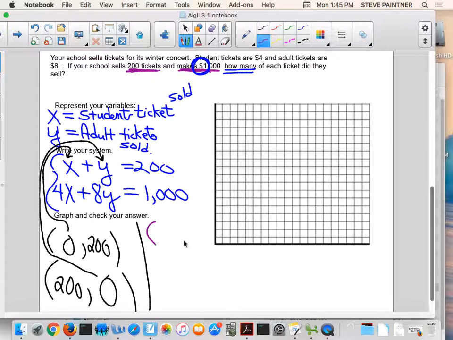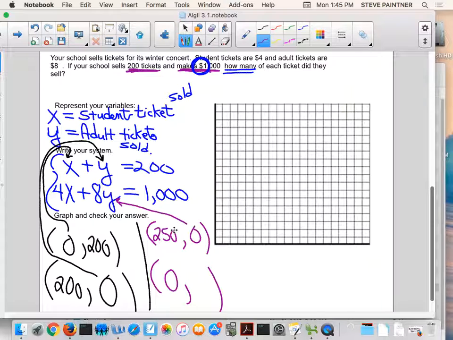The x-intercept and the y-intercept for the other equation, right? Here we go. Put 0 in for y, right here. Cover up the 8y. What's it say? 4x equals 1,000. Divide by 4. 250.